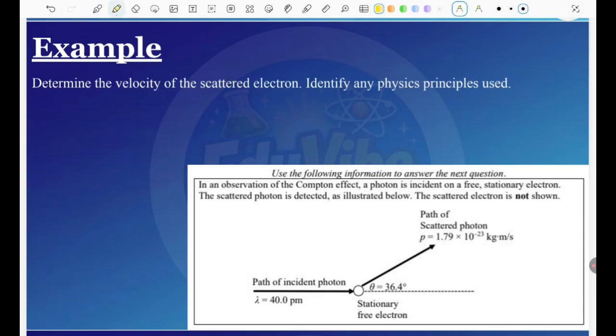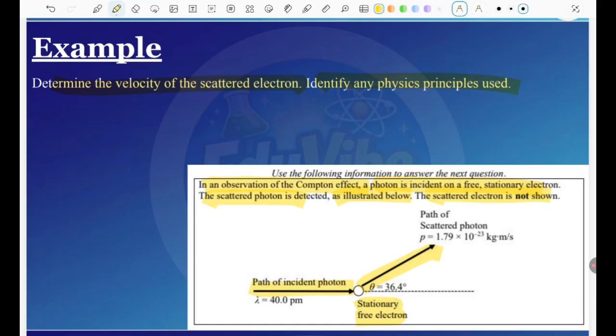So the question says, in the observation of the quantum effect, a photon is incident on a free stationary electron. The scattered photon is detected and the scattered electron is not shown. This is the incident photon, this is the stationary free electron, and this can be the path of the scattered photon. The scattered electron is not over there, but we have to find the velocity of that scattered electron and identify the physics principle used in that.